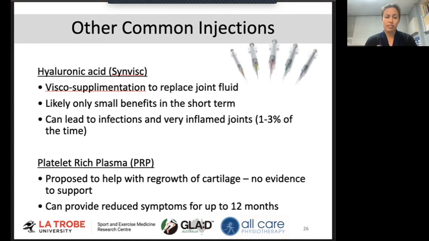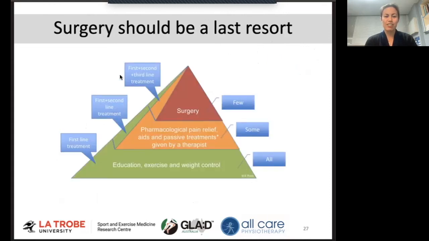And as I said, second line treatments should be used in conjunction with the first line treatment. So we now look at surgery as the last resort, and about 10 to 15% of people with hip and knee osteoarthritis should be considered for surgery, and only after they've tried the first line and maybe used a few second line treatments as well. And if that's still not working for them, then we need to look at a surgical option.